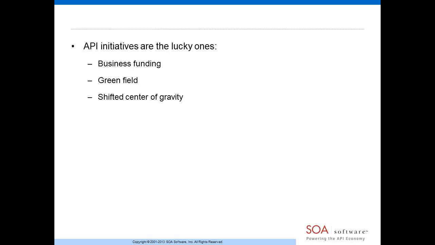So, APIs are lucky in that regard. When I look at an API and think about what makes an API, they are not distinguished by the technologies at all. Those three factors, the business funding, the greenfield, and the shifted center of gravity, that's what makes an API. And the human readability I spoke about earlier and the output facing of it. It's got nothing to do with the protocol.